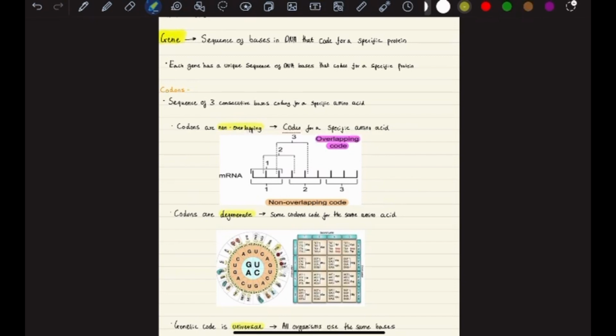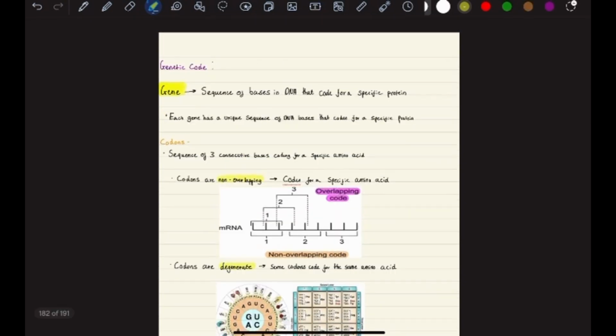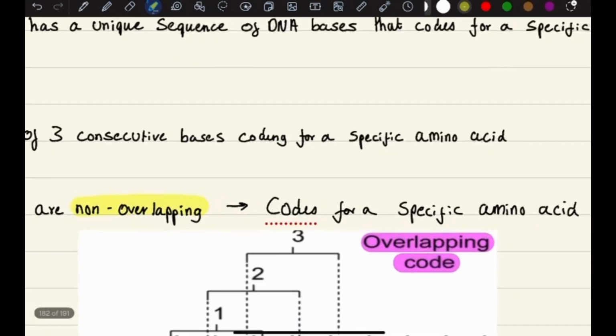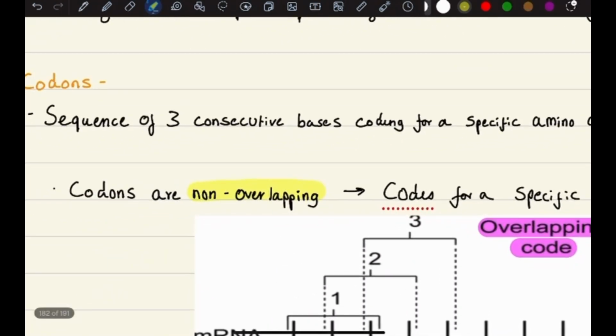I couldn't end this video without talking about our genetic code. So, what is a gene? The perfect definition for a gene is a sequence of bases in DNA coding for a specific protein or polypeptide, whatever you want to say. Each gene has its own unique sequence of DNA bases to code for a specific protein. That's what you need to know about genes. And there are three main things you need to know about codons. We said that a codon is a sequence of 3 consecutive bases that code for a specific amino acid. That was our definition.